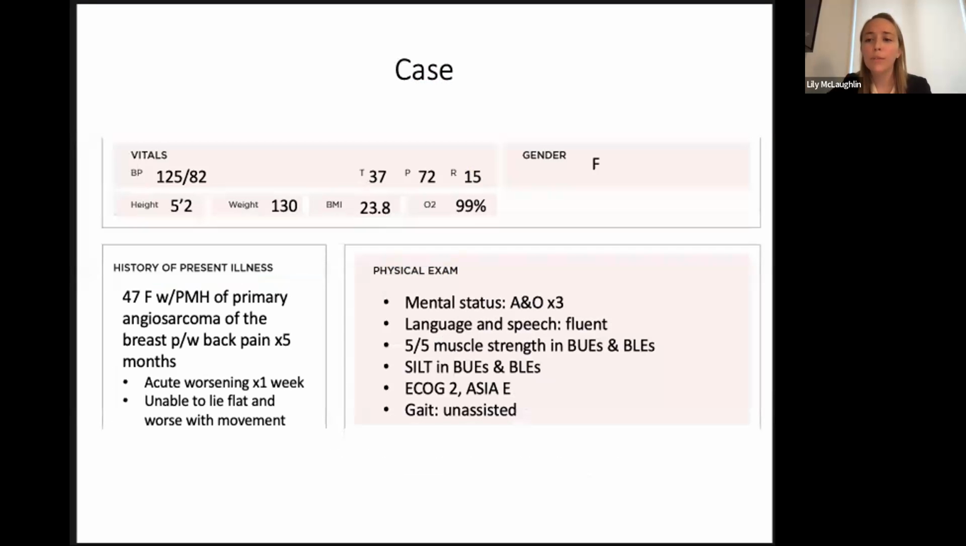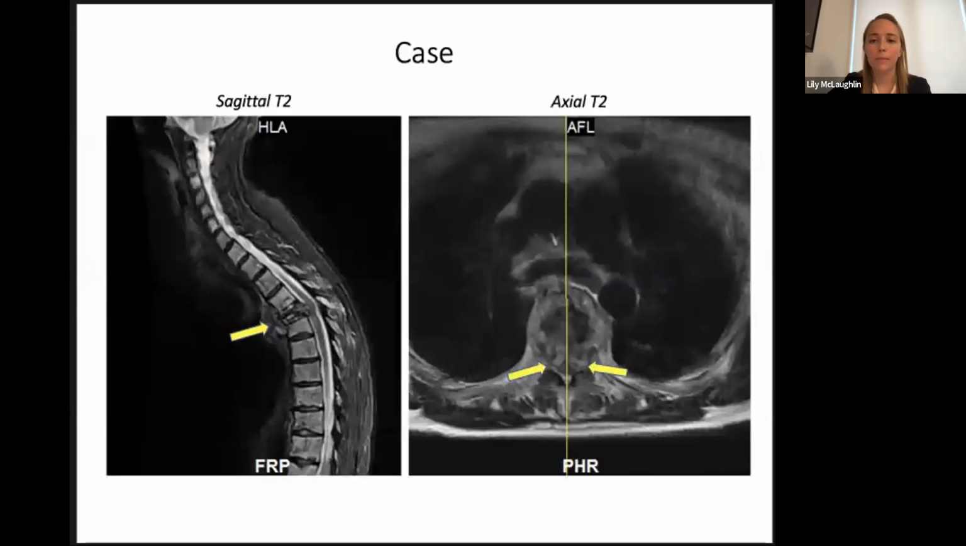So now I'd like to just briefly introduce a case that we're going to follow along with for the remainder of the presentation. This is a 47-year-old female with a history of angiosarcoma of the breast, who's now presenting with 5 months of back pain that's acutely worsened over the last week. She's now having difficulty sleeping at night and having to sleep in a recliner, and she's also having pain that's worse with lying flat and with movement. Otherwise, her vital signs are normal. She's neuro intact, 5 out of 5 strength throughout, and able to walk unassisted.